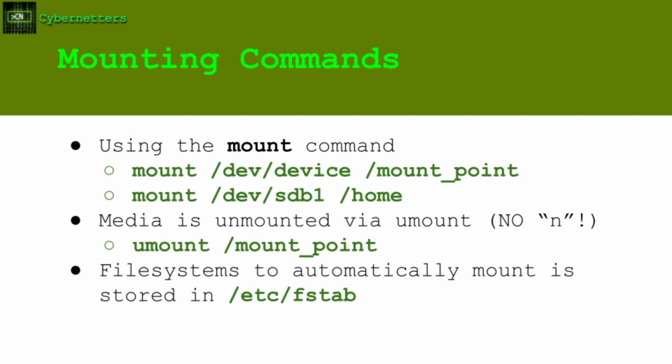This will make the contents of /dev/sdb1 available inside /home. When you're done, you have to unmount it using umount, and no, there's no n in the command, so be careful. You would use umount and then the mount point as the syntax. For automatic mounting, let's say you want a device to mount automatically at startup. You define it in /etc/fstab, which tells the system what to mount and where to mount it every time the machine boots.